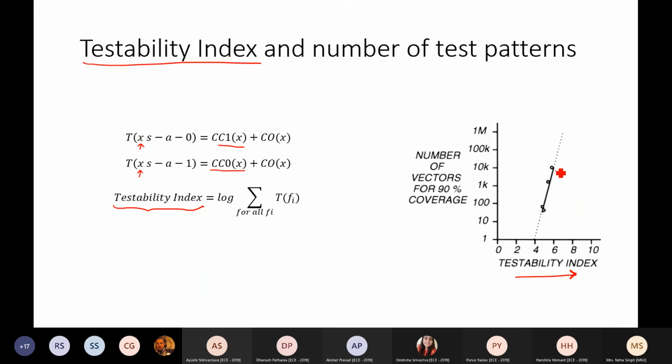Okay. Therefore, you can use this concept, this value calculated for controllability and observability, to identify how many cycles of the ATPG algorithm will be required to run. जितना ज़्यादा testability index होगा, उतने ज़्यादा number of vectors हमें determine करने पड़ेंगे using the automatic test pattern generation. Right? Any problem in calculating observability and controllability?